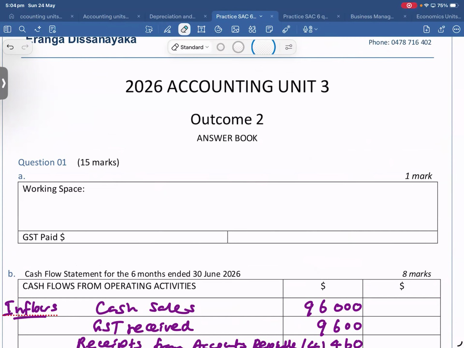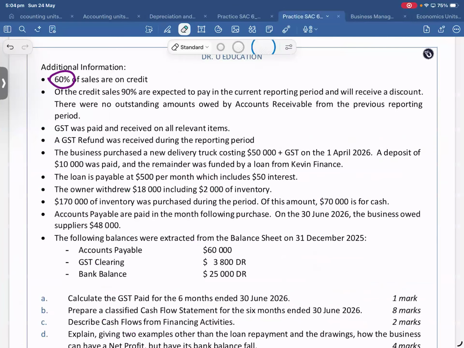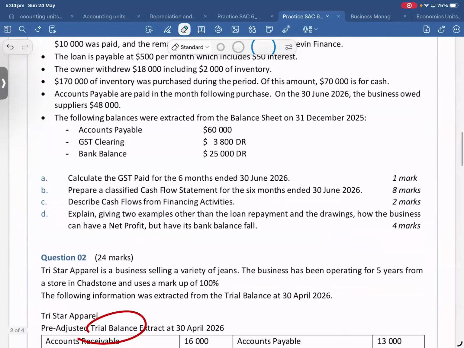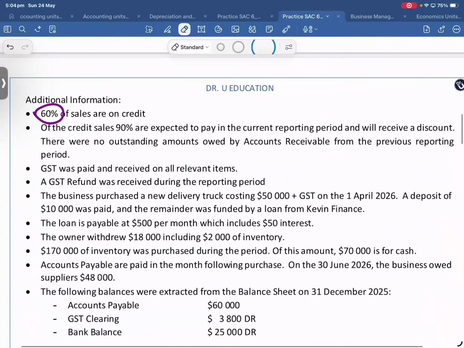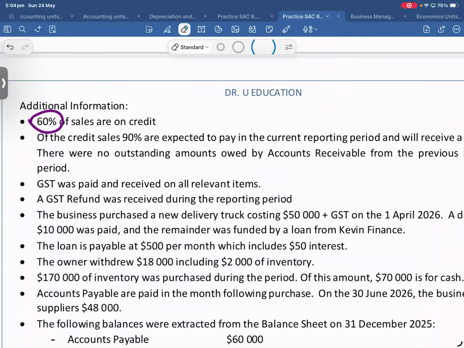Okay. Right. Now, what are we doing, guys, at this point? We are doing part A and B. I'm going to calculate the GST paid and the cash flow statement. The last two are theory questions. Don't worry about them now. Okay. Right. Now, the first bullet point is done. Right. Second one. So far, what you are doing is only the sales and GST.